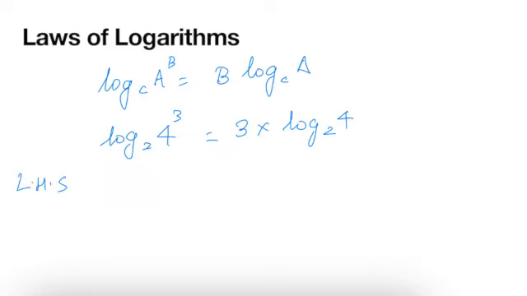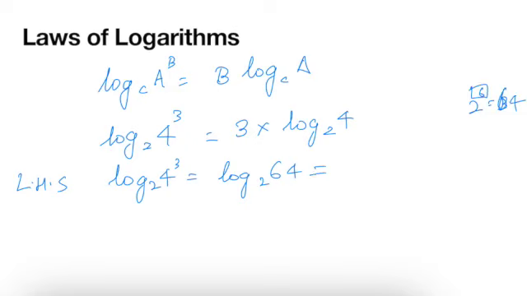So we have log 4 cube to the base 2. What is 4 cube? 4 into 4 is 16, 16 into 4 is 64. So it's log 64 to the base 2. And 2 to the power 5 is 32, so 64 is 2 to the power 6. So the answer is 6.